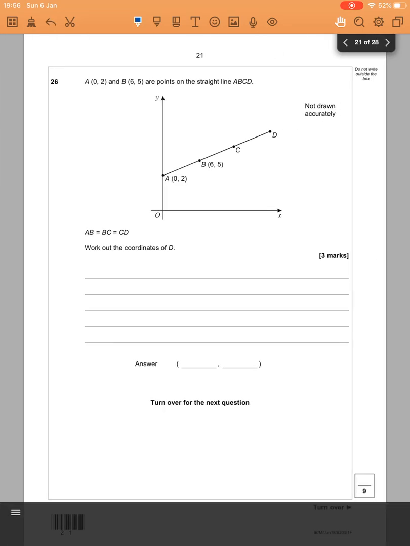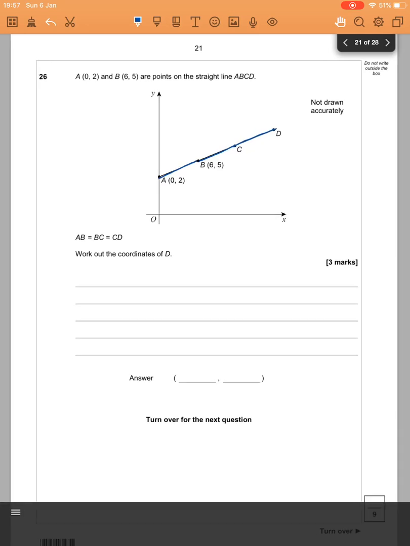Question 26. So we've got point A is plotted, so that's (0, 2). B is at (6, 5). C we're not given coordinates for that, and D we're not given coordinates for that. We're told that AB, so this length, equals length BC, so that's exactly the same length, and it equals length CD, so that's also exactly the same length. And we've got to work out the coordinates of D.